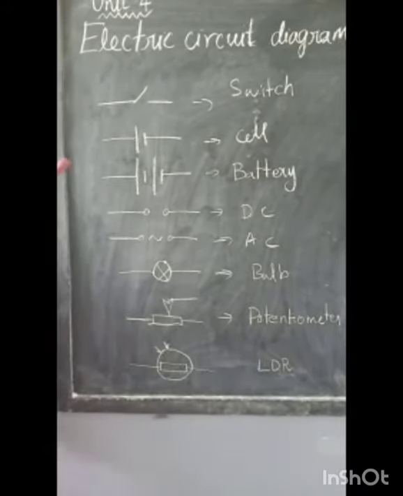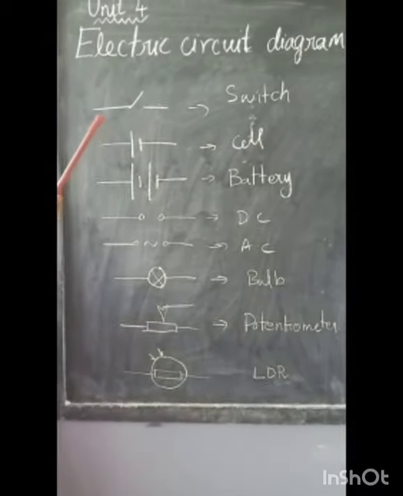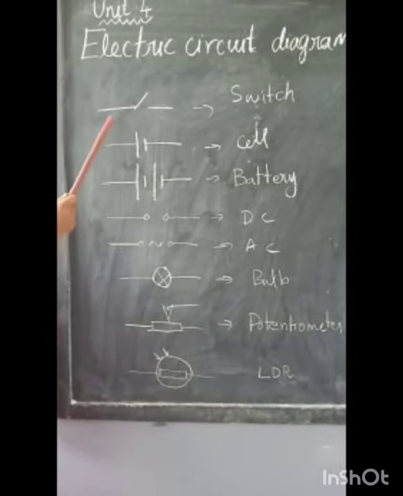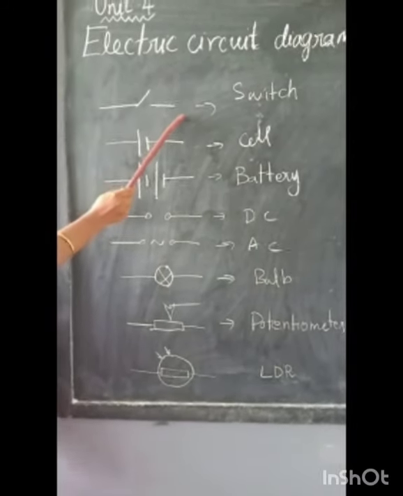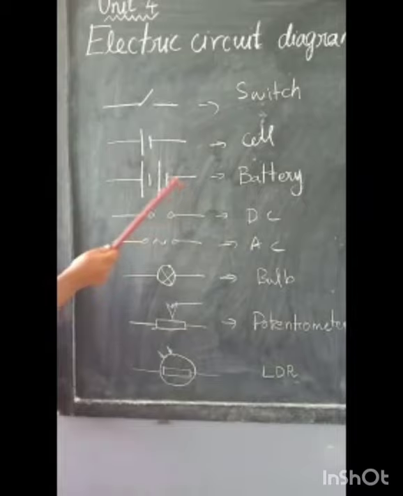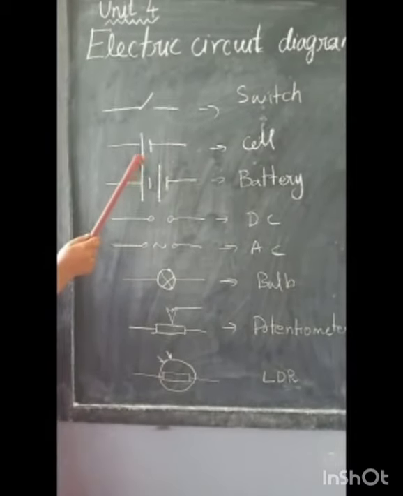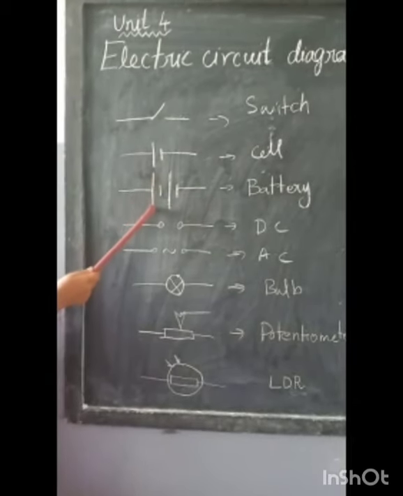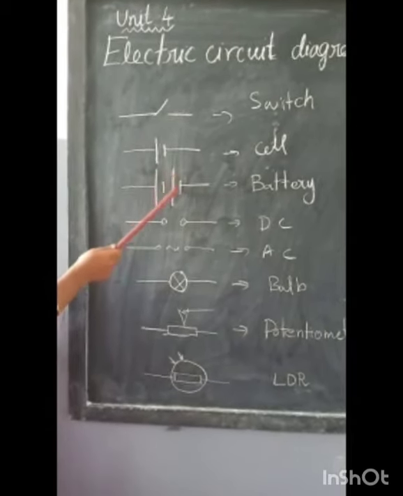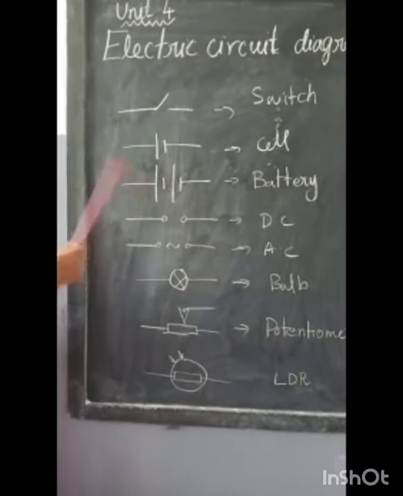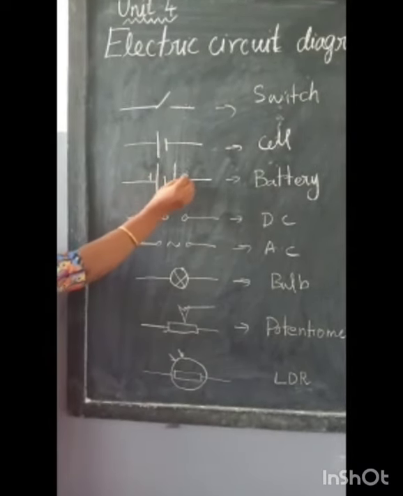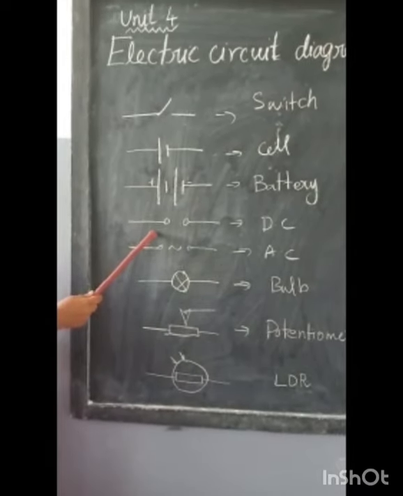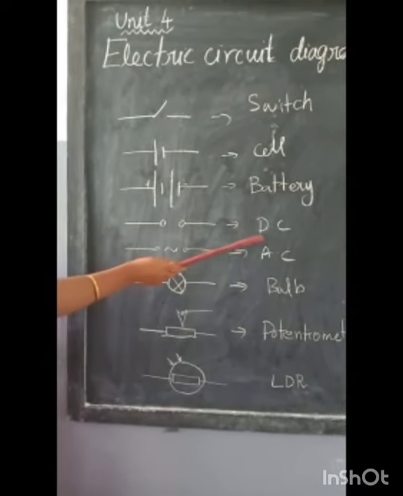So you just see these symbols. These are some basic symbols that I have drawn. First, this is nothing but a switch. Then this is the symbol for a cell. Then battery. It has one long terminal and one short terminal. This long terminal is positive and this short terminal is negative. Okay. Then this is the symbol for DC current, that is direct current.